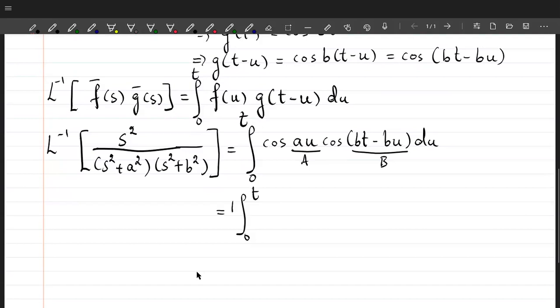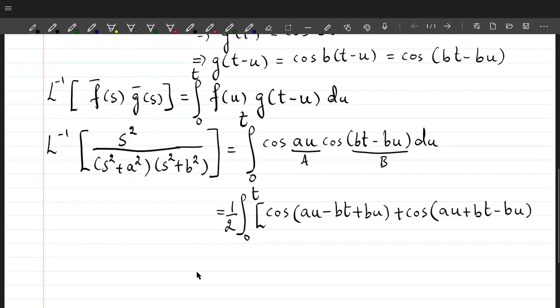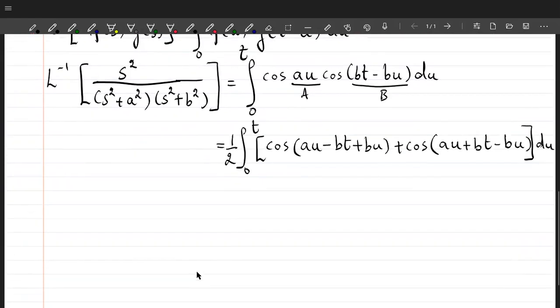So let me write 1 by 2 into cosine of A minus B. What is A minus B here? Capital A is AU minus B. So this term will be subtracted. You get minus BT. Minus of minus BU becomes plus BU, plus cosine of A plus B. So you should be getting cosine of AU plus BT minus BU. Then this term needs to be integrated with respect to U.